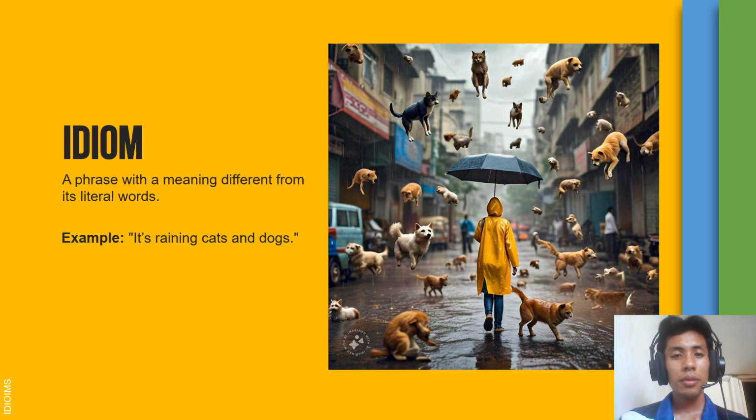So another one is what we call idiom. What are idioms? Idioms are phrases with a meaning different from its literal words. Example: it's raining cats and dogs. So this means that it is raining very hard.